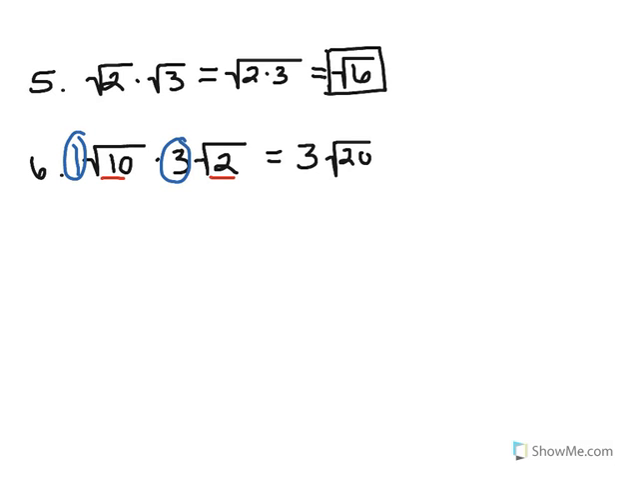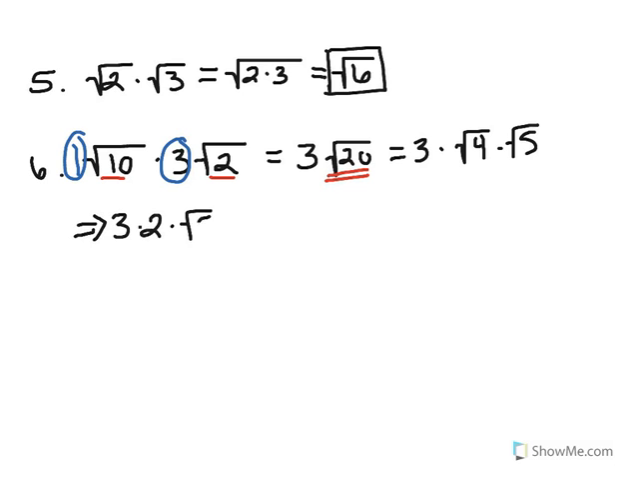And then if I want to, we could break this part down even more. Let's go ahead and do that, because you can't leave an answer in an unsimplified version. So this is 3 times the square root of 4 times the square root of 5, because 4 times 5 gives me 20. The square root of 4 is 2, so this gives me 3 times 2 times the square root of 5, which is 6 square roots of 5.